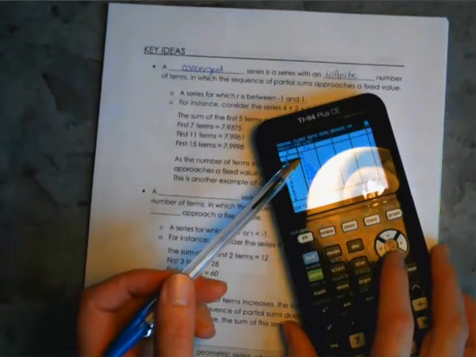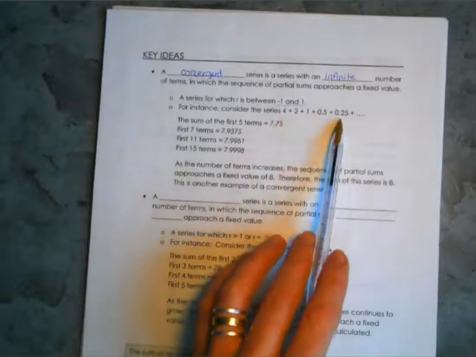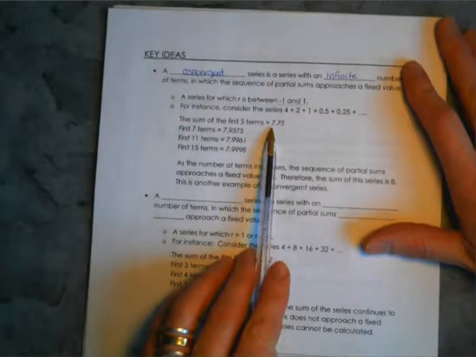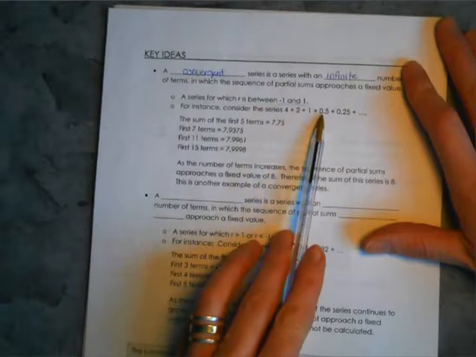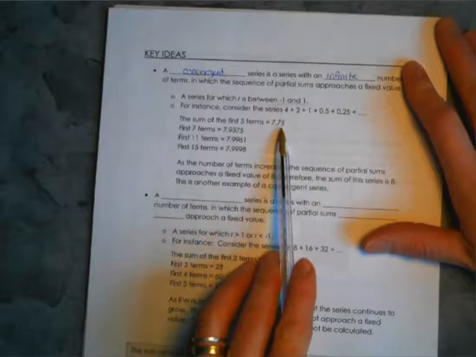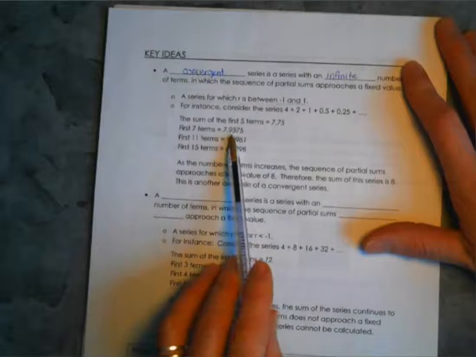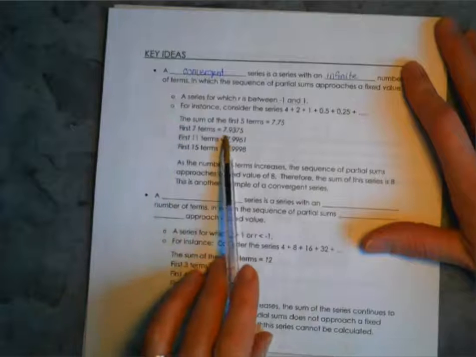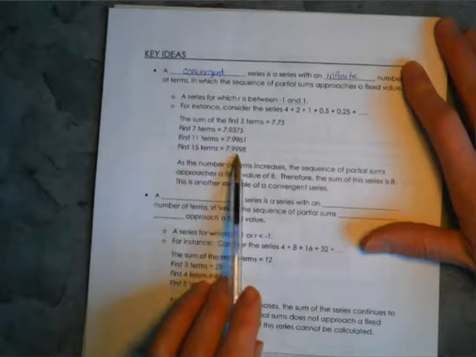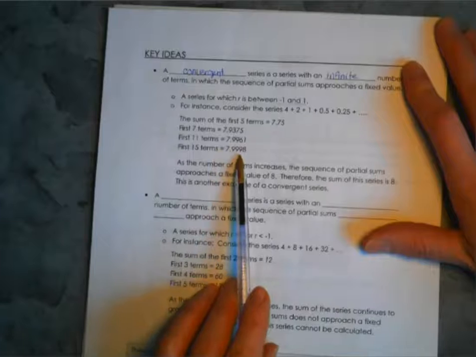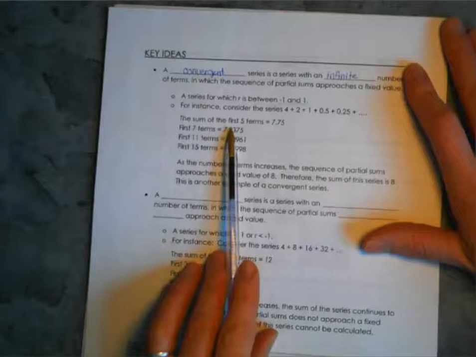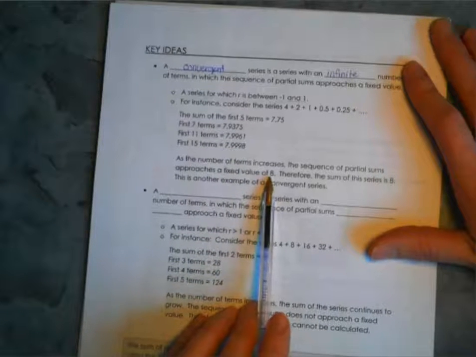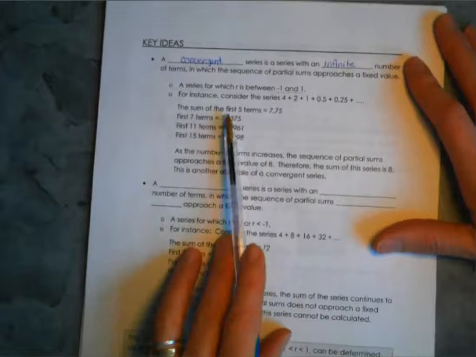So for example, if we look at the series that we just got off of this table, right? 4, 2, 1, 0.5, 0.25. If we add the first 5 terms together, so if we find the sum of 1, 2, 3, 4, 5, these ones, we get 7.75. Then if we add the first 7 terms, we get 7.9375. First 11 terms, 7.9961. First 15 terms, 7.9998. And so what is the value that we seem to be closing in on? Well, it would be 8, right? So we're getting closer and closer to 8 as we add together all these terms.